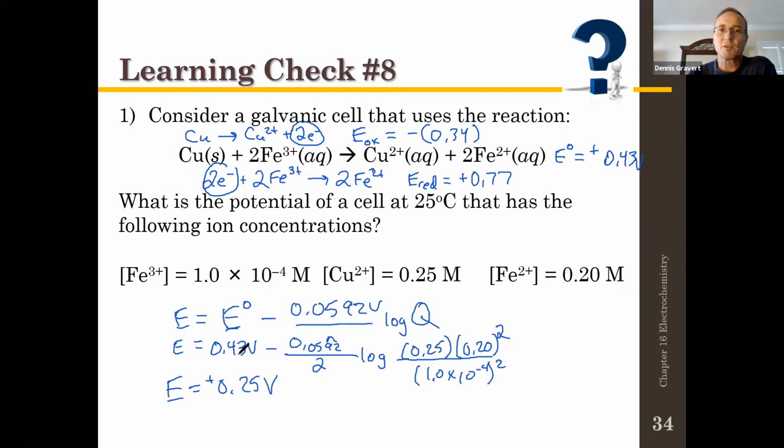And it's smaller than 0.43. Does that make sense? I hope it does. We don't have very many reactants. Don't you want a reaction to go forward with a lot of reactants? And compared to the reactants, we have a lot more products. This is pretty much a dead cell. The voltage dropped from 0.43 volts to 0.25.